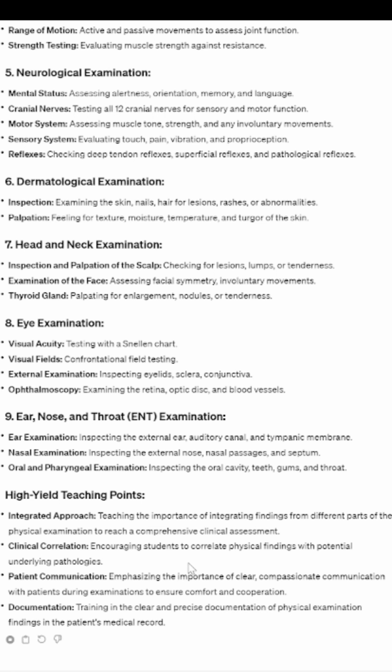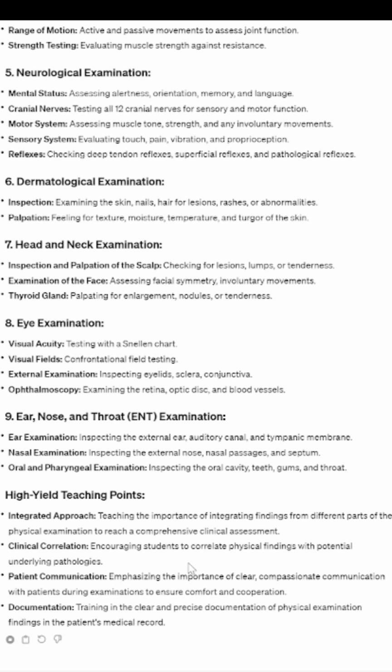9. Ear, nose, and throat examination. Ear examination: inspecting the external ear, auditory canal, and tympanic membrane. Nasal examination: inspecting the external nose, nasal passages, and septum. Oral and pharyngeal examination: inspecting the oral cavity, teeth, gums, and throat.